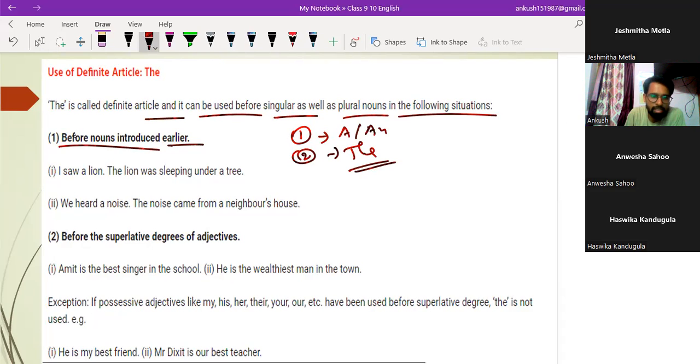Still, see the example. I saw a lion. The lion was sleeping under a tree. Which lion was sleeping under a tree? This one, which was indefinite first of all, and in the second sentence it becomes definite. We heard a noise. The noise came from a neighbor's house.